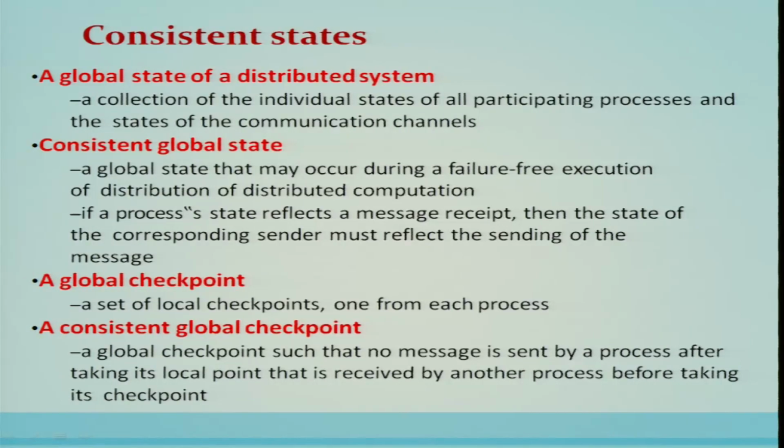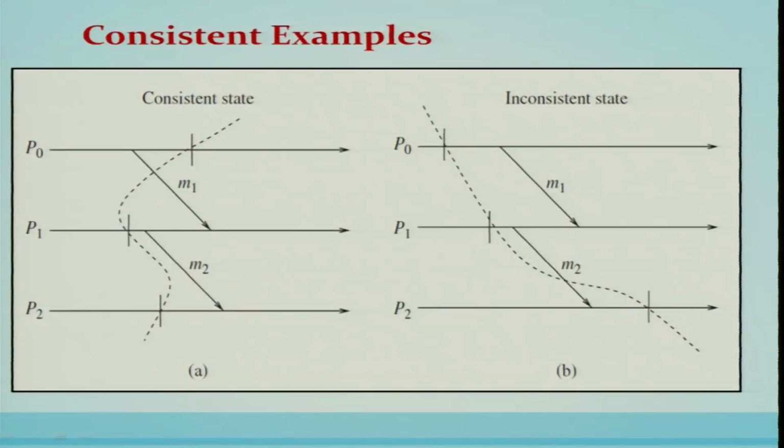So a global checkpoint is a set of local checkpoints, one from each process, and a consistent global checkpoint has a similar definition as a consistent global state. That means a global checkpoint such that no message is sent by a process after taking its local checkpoint that is received by another process before taking its checkpoint. These can be understood using these examples.